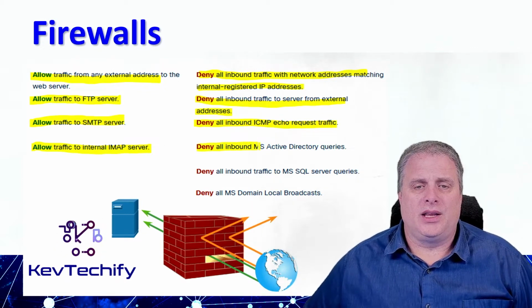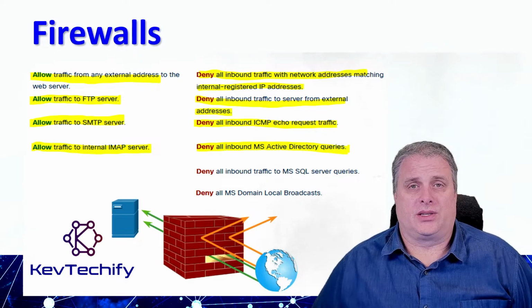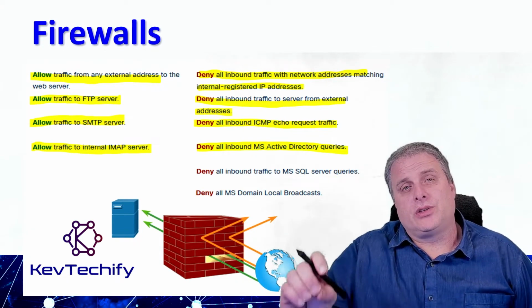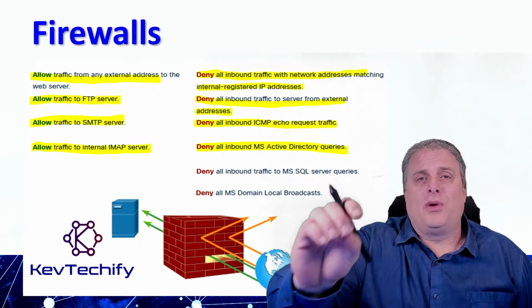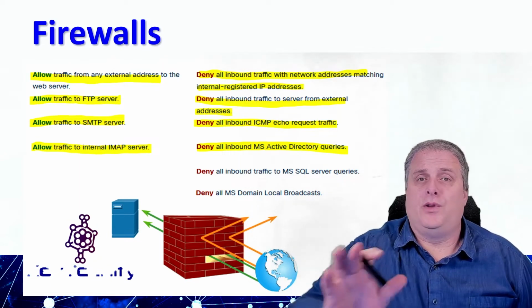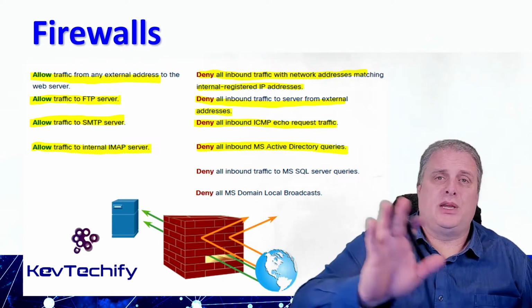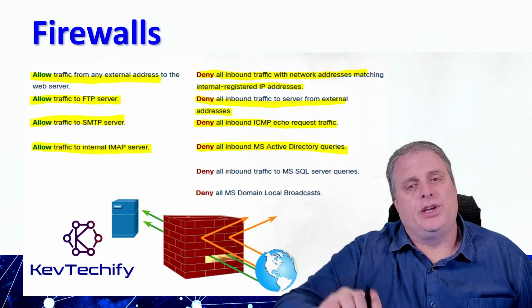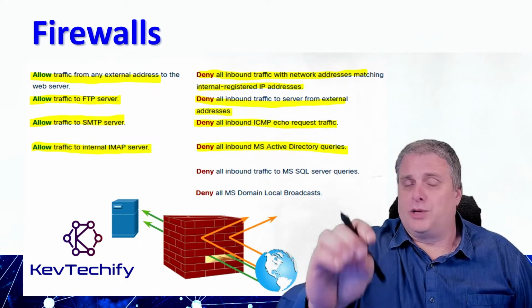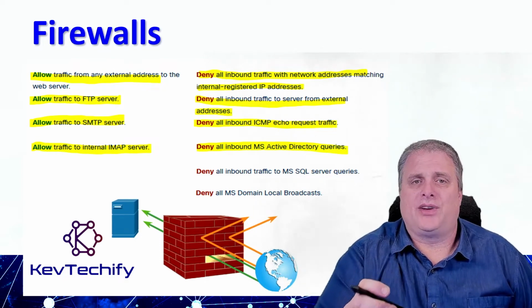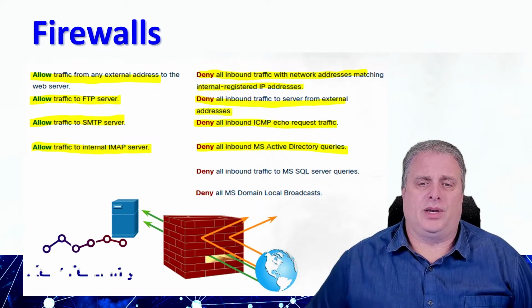Then we'll deny all inbound Active Directory requests. If you're using Active Directory, you should be internal to your company, and nobody from the outside should be connecting into your Active Directory. Now, if you do have people out on the road, salespeople, management working from their home offices, that's where you'd use a VPN. But there should be no outbound or inbound Active Directory traffic from the internet coming into your company.